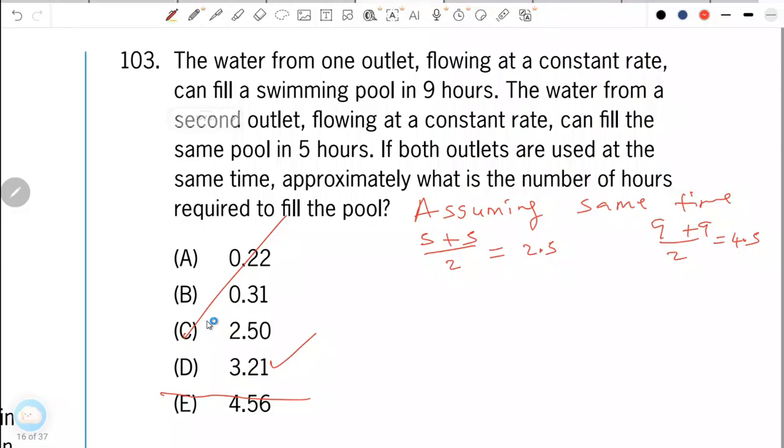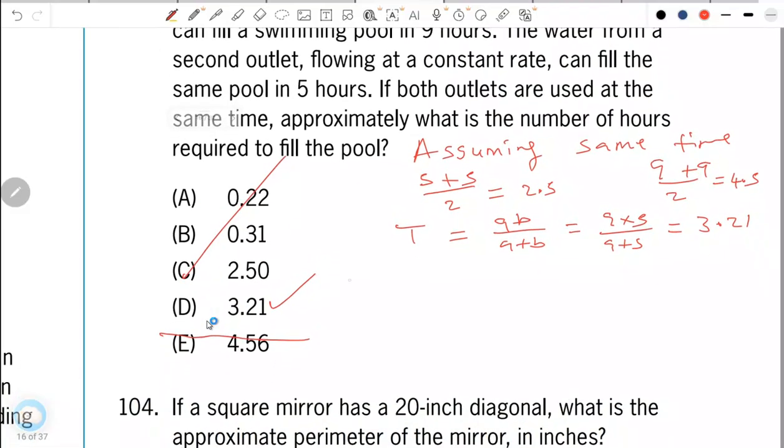Alright, how to solve it without formula? If you want to use formula, the formula is T equals AB over A plus B. That will be 9 times 5 over 9 plus 5. I think we have used this in recent times. You will check, it will give you 3.21. I want to give you a bonus.